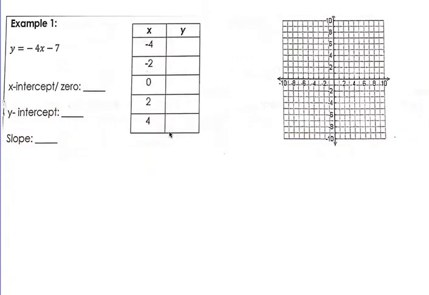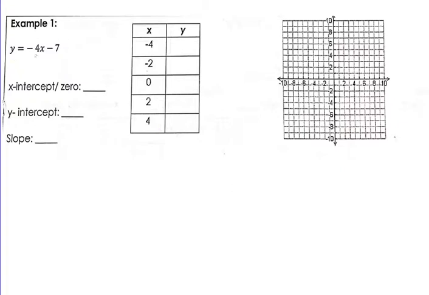Example 1. We are going to graph y equals negative 4x minus 7. We're also going to find the x-intercept, the y-intercept, and the slope. So I'm going to first graph my equation. There's two different ways we can graph it. We can use the graphing calculator to help us fill in the table.